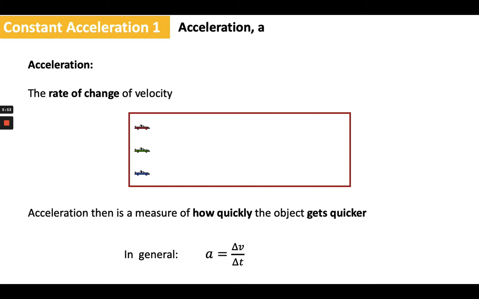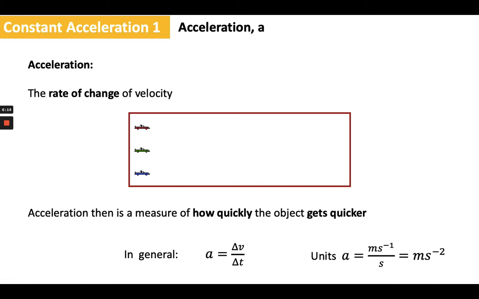In general, we'll say that a is delta v over delta t, so the change in velocity over the change in time. Using our units, that means the units of acceleration in SI base units are meters per second per second, so meters per second squared. We'll write it in this format: m s to the negative 2.